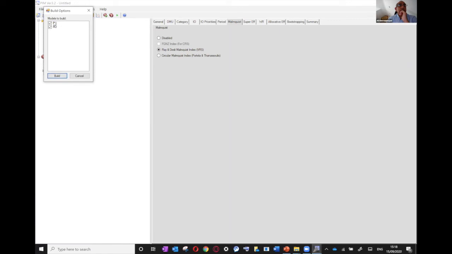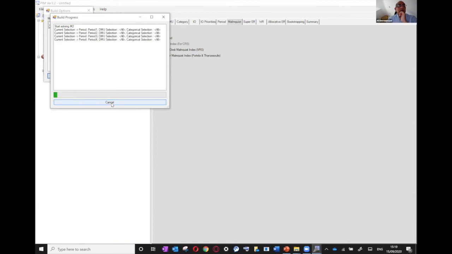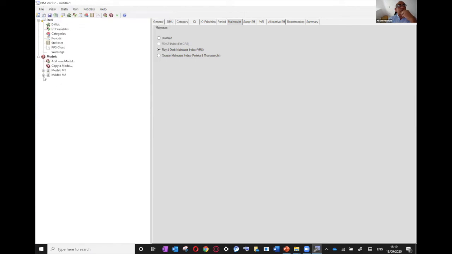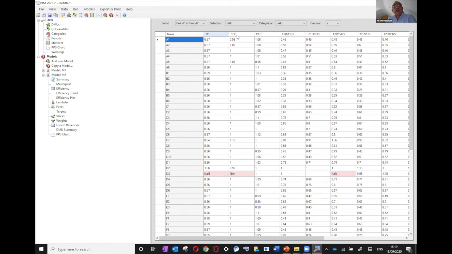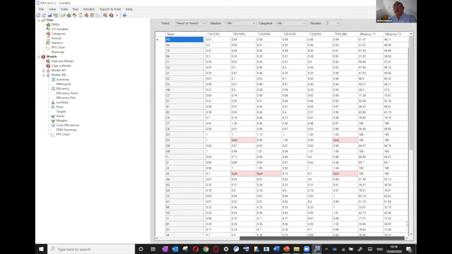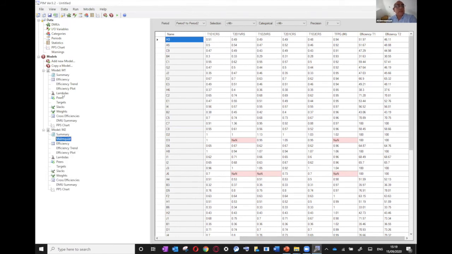So by running this model 2 now, we have 2 models run at the same time. The results of the 2 models, you can see. Obviously, when you're running the Malmquist index, it has to go through all the components of the Malmquist index and find all the components. So in this case, for example, technical change, scale efficiency change, pure efficiency change, etc. And all the components are also reported, as well as the Malmquist index itself. If it's a variable return to scale, the Malmquist index might be infeasible, obviously, and that is also shown here.